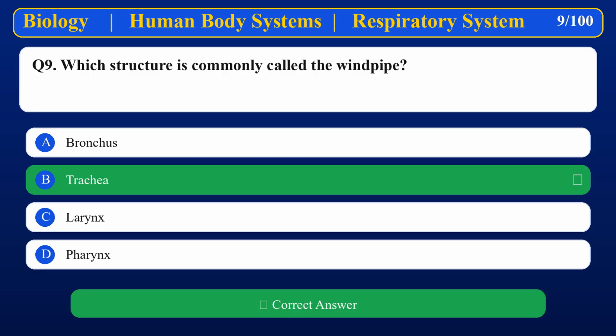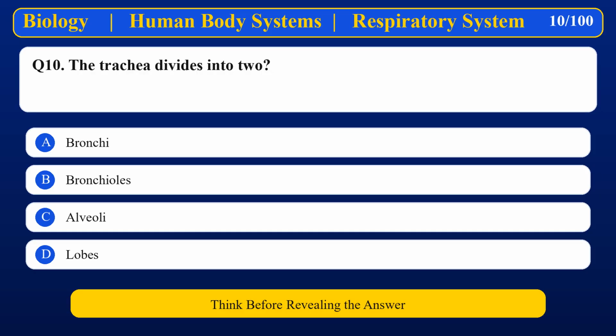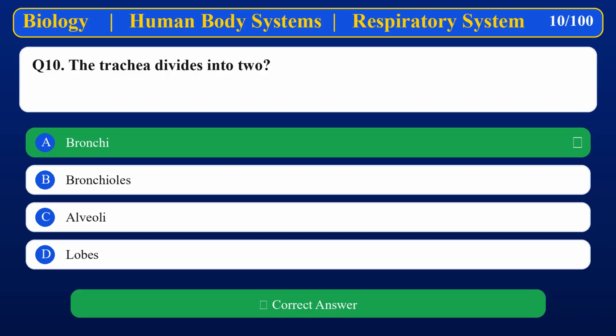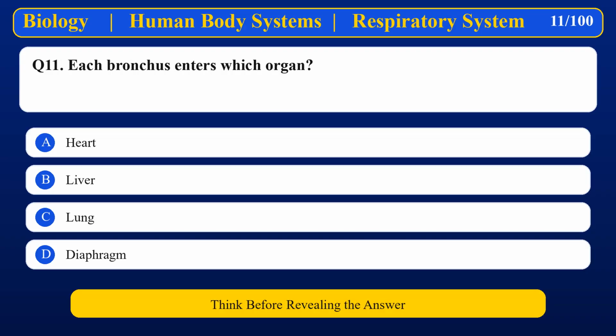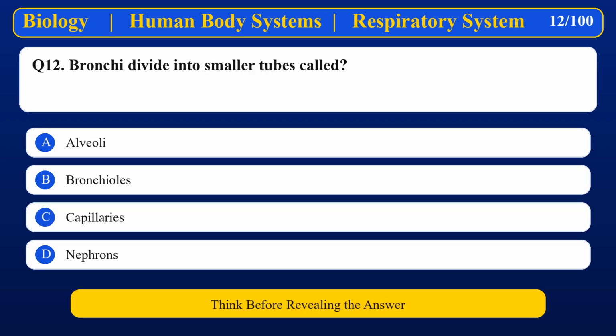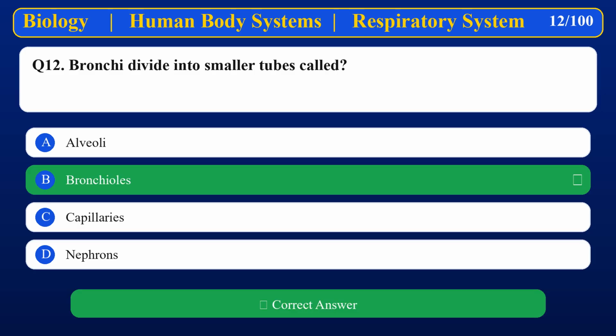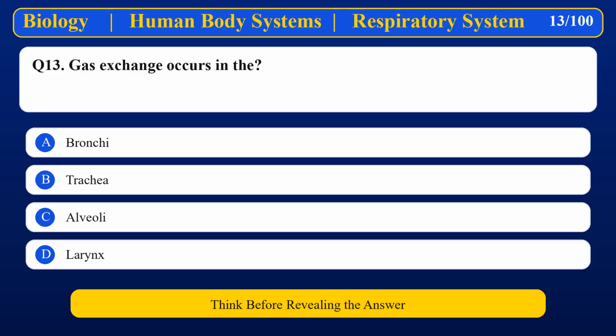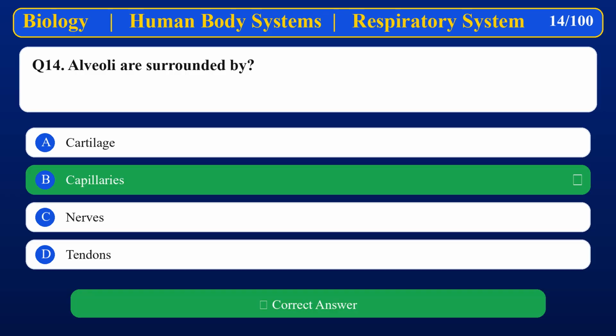Which structure is commonly called the windpipe? Trachea. The trachea divides into two? Bronchi. Each bronchus enters which organ? Lung. Bronchi divide into smaller tubes called? Bronchioles. Gas exchange occurs in the? Alveoli. Alveoli are surrounded by? Capillaries.